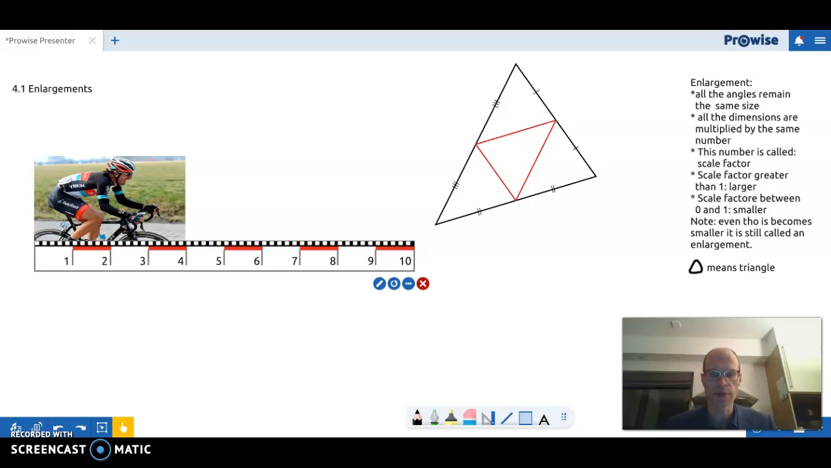If you have a nice picture and you want to have it on your wall, then it needs to become bigger and you need to enlarge it. An example is over here. This is Fabian Cancellara, and he is kind of a hero for me because when I was a bit younger, he was a very, very good cyclist in the classics and in a time trial.